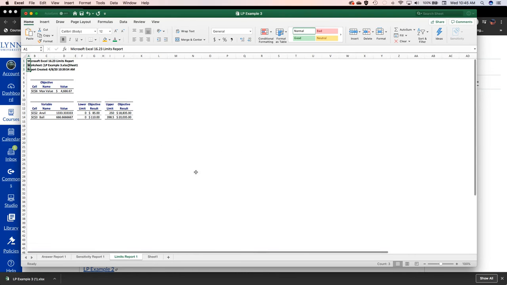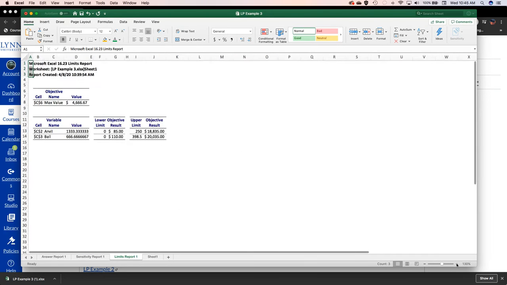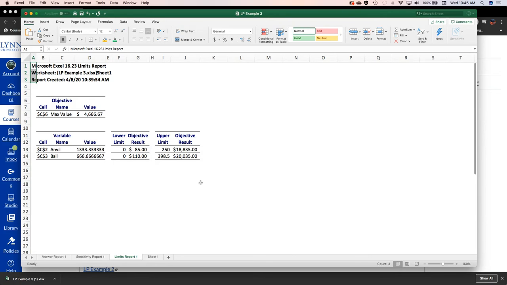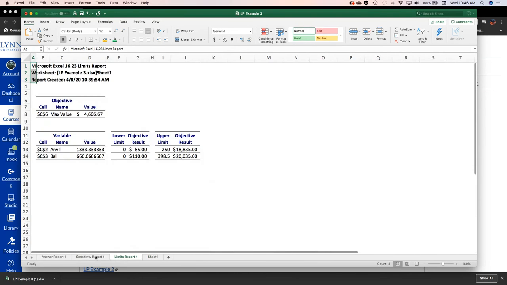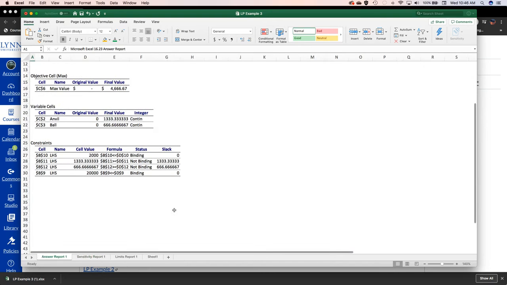All right, let's look at the limits reports. Not a lot of information here. This just tells you the limits to which those objective functions will still hold, right? It will hold as long as the number is somewhere between $85 and $18,000. So that's a very wide span for this particular problem, so there's not a lot of information there. Okay, and so we've done that part. We did the limits report, we did the sensitivity report, and we did the answer report. Okay, so this is easy, right?